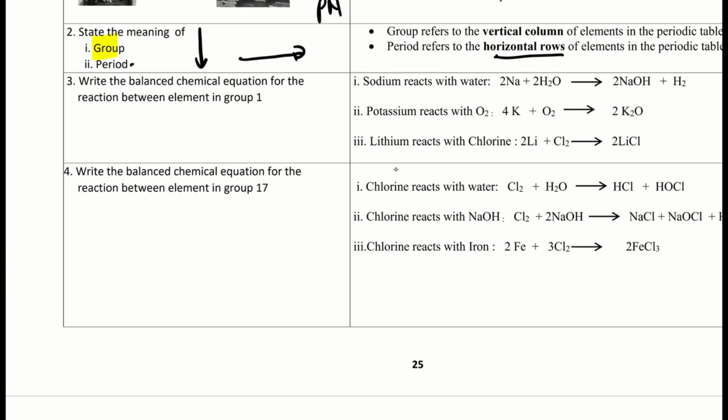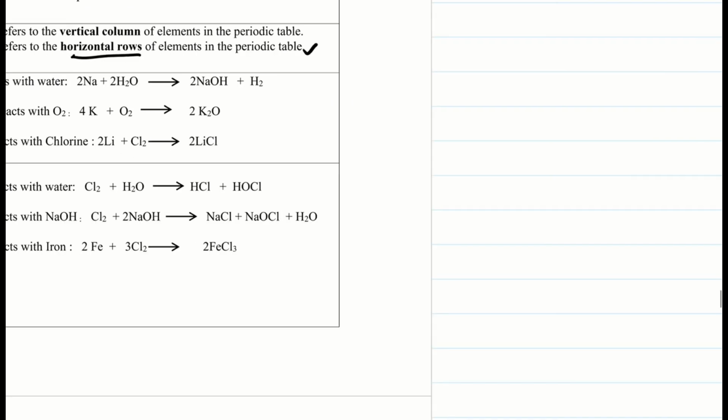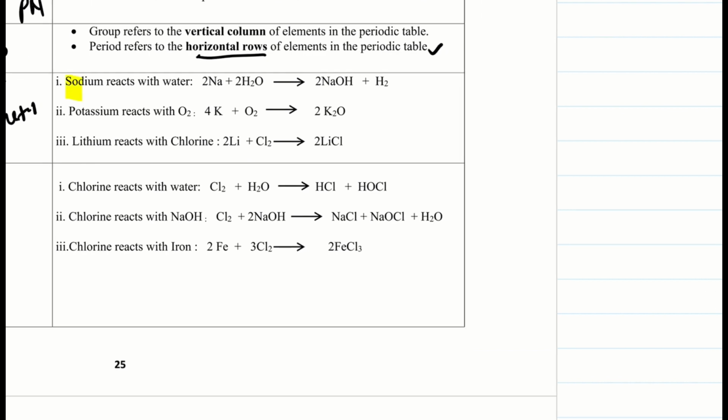Please memorize all the balanced chemical equations of group 1 metals. Group 1 metals are known as alkali metals. Please remember, these alkali metals, lithium, sodium and potassium, form ions with 1 positive charge. We check the equations for sodium reacting with water, potassium reacting with oxygen, and lithium reacting with chlorine. Let's do another example, potassium reacting with water.